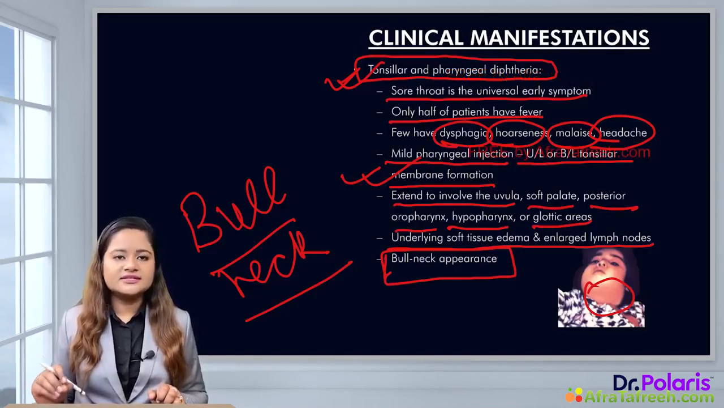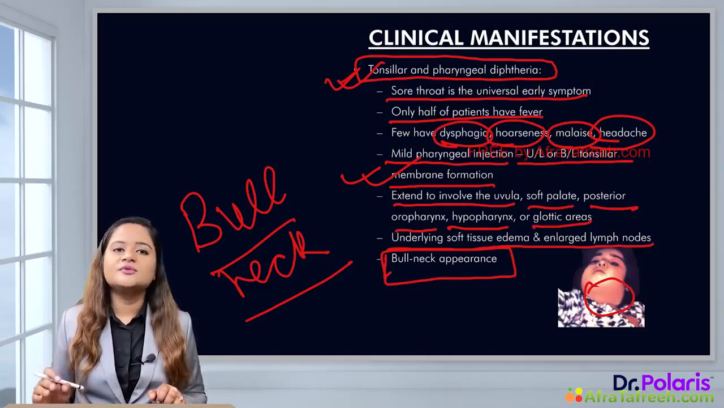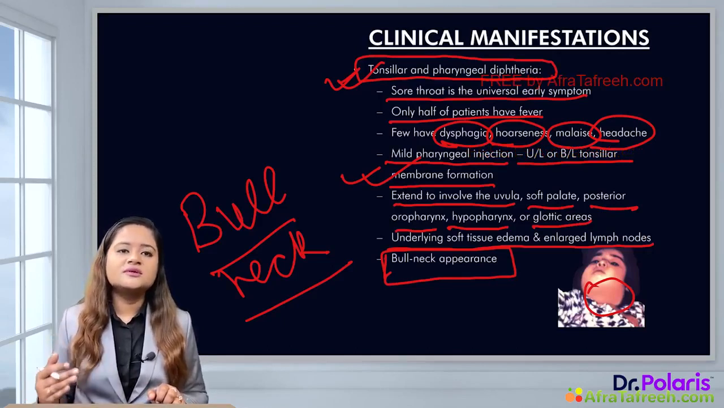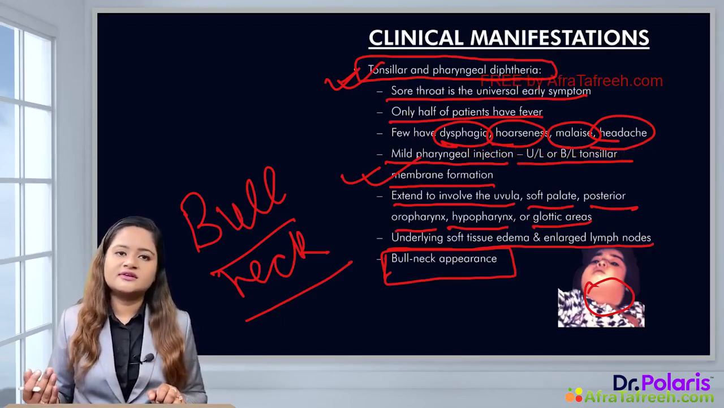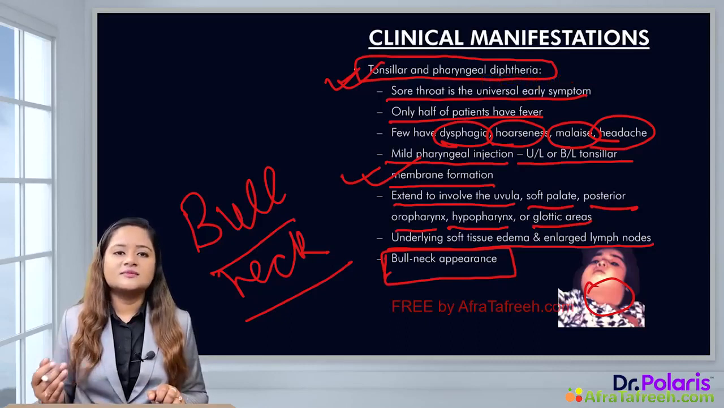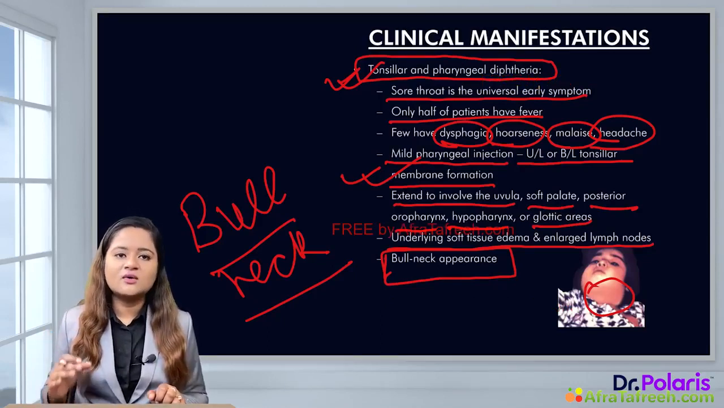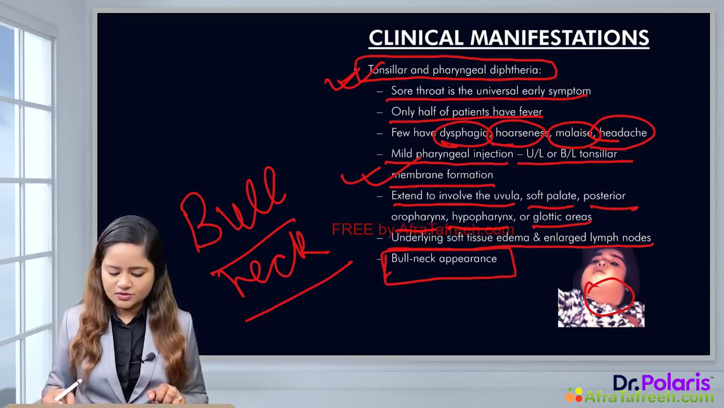However, in some places, if the immunization coverage has not happened properly or the children were not taken for immunization, they are still unimmunized, they can develop this disease and they can present in hospitals, because the presentation is going to be with respiratory difficulty. So that might require some kind of mechanical ventilation support as well. So bull neck sign is very important to understand. So that is how a tonsillar diphtheria is going to present.